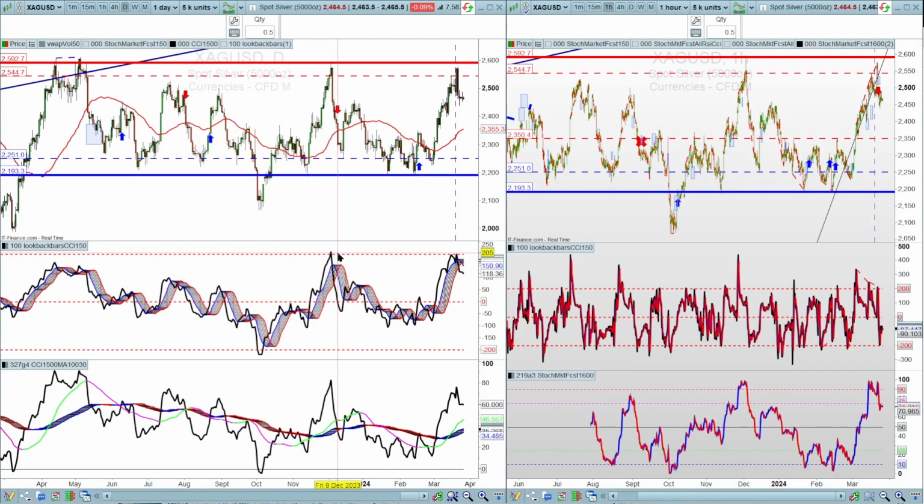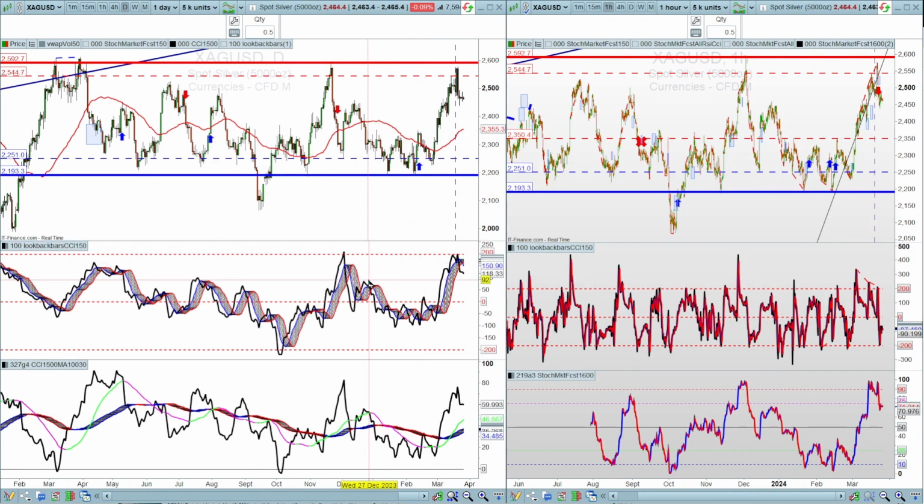There's not really a divergence to talk of at this point. You could probably argue that's a double top on both the price and the CCI 150, although I'm not going to call it as a divergence.